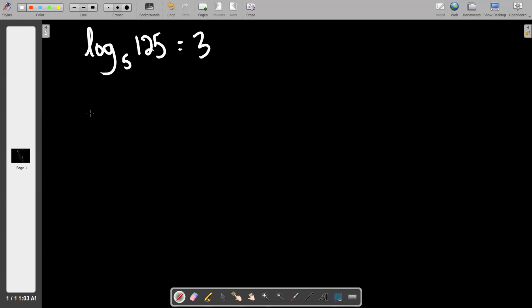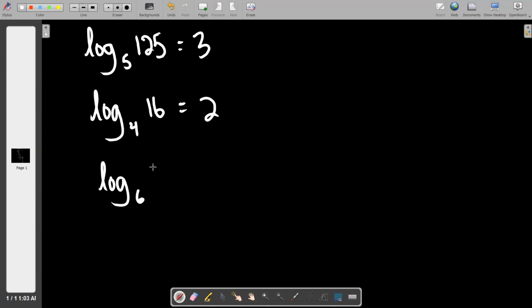I'm going to give you another one, and I'm going to put log base 4 of 16. And I'm going to tell you that the answer is 2. I'm also going to do another one, and I'm going to say log base 6 of 1 equals 0. I'm going to give you another one. I'm going to say log base 8 of 512 equals 3.